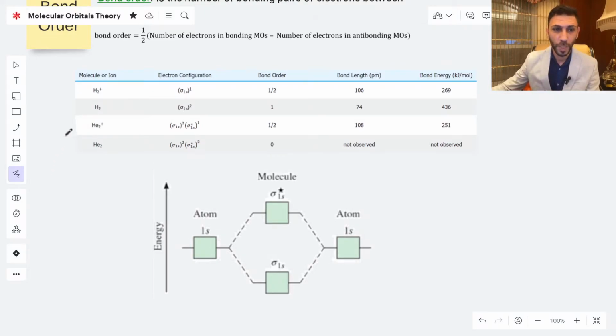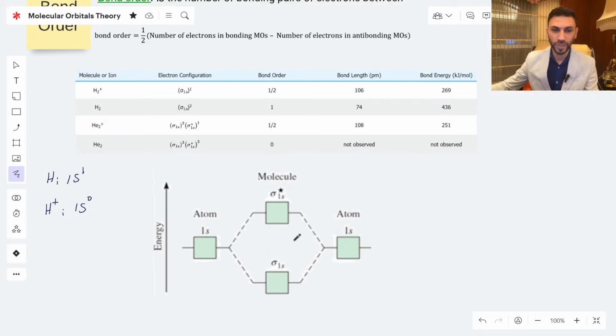Let's check now those examples to understand better how we calculate the bond order. For example, if you're talking about H2 positive, that means it consists of one atom of hydrogen and one ion of hydrogen. The atom of hydrogen, the electron configuration is 1s1 because the atomic number of hydrogen is only 1. That means the valence electron is only 1. And the other species in H2 positive is the hydrogen ion, and that means we don't have any electron in this H positive.